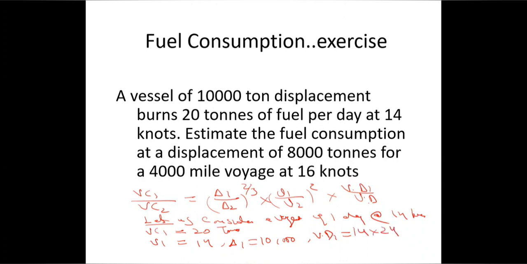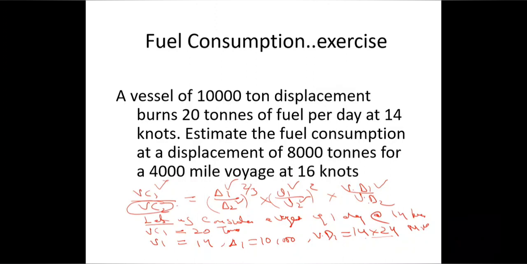Correct. In one day at 14 knots, it will go that many nautical miles. So I have VC1, I have delta 1, I have V1 of 14 knots, and also I have voyage distance 1 as 14 into 24. VC2 is what I want to calculate. Delta 2 is known to me, V2 is known to me, voyage distance 2 is 4000 miles, everything is known, only VC2. So I can get VC2 also using this voyage consumption formula.